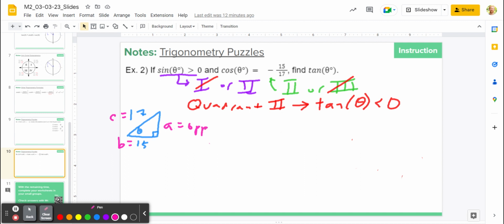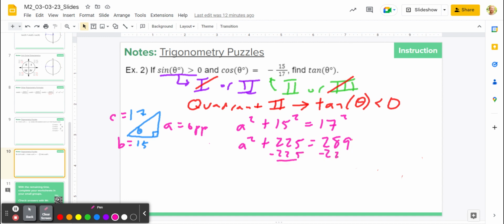So if we do that, we get a squared plus 15 squared equals 17 squared. That'll bring us a squared plus 225 equals 289. We can subtract 225 from both sides and leave us with a squared equals 64, which then means that a is equal to the square root of 64, which is equal to 8. And again, that is our opposite side.